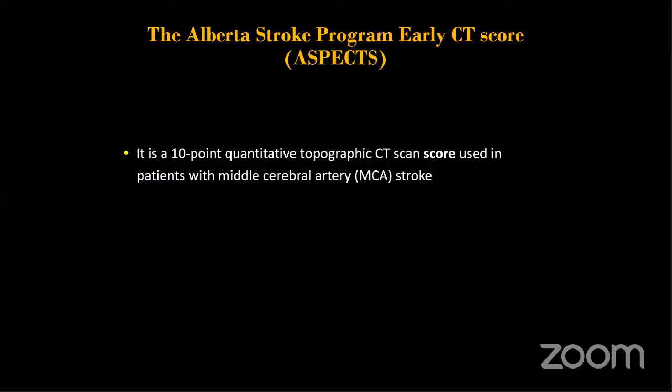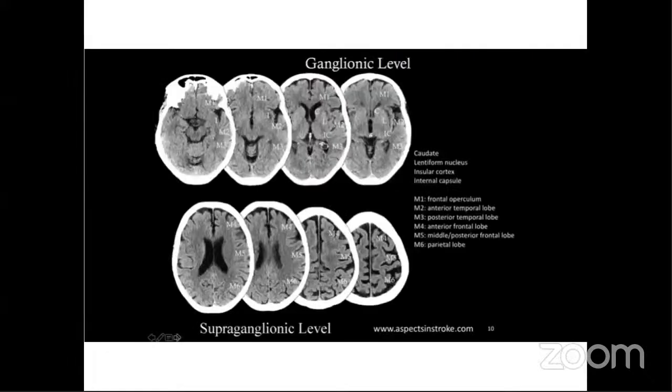The ASPECTS score is a 10-point quantitative topographic CT scan score used in patients with middle cerebral artery stroke. As we can see, there are two levels: the ganglionic level and the supraganglionic level. In the ganglionic level, we have caudate, lentiform nucleus, internal capsule, and insula, then M1, M2, and M3 divisions at the level of the basal ganglia. Then above the level of the basal ganglia, we have M4, M5, and M6.